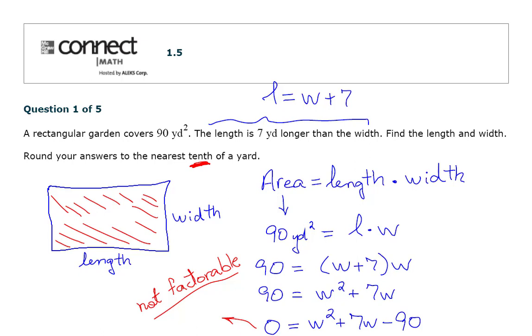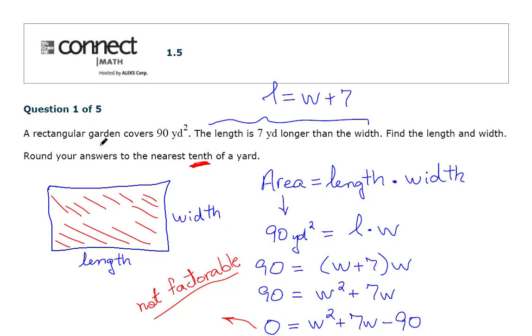Welcome to Math 1314. This is section 1.5. In this section, we look at some word problems as they apply to the problems we looked at in the previous section. So let's take a look here.